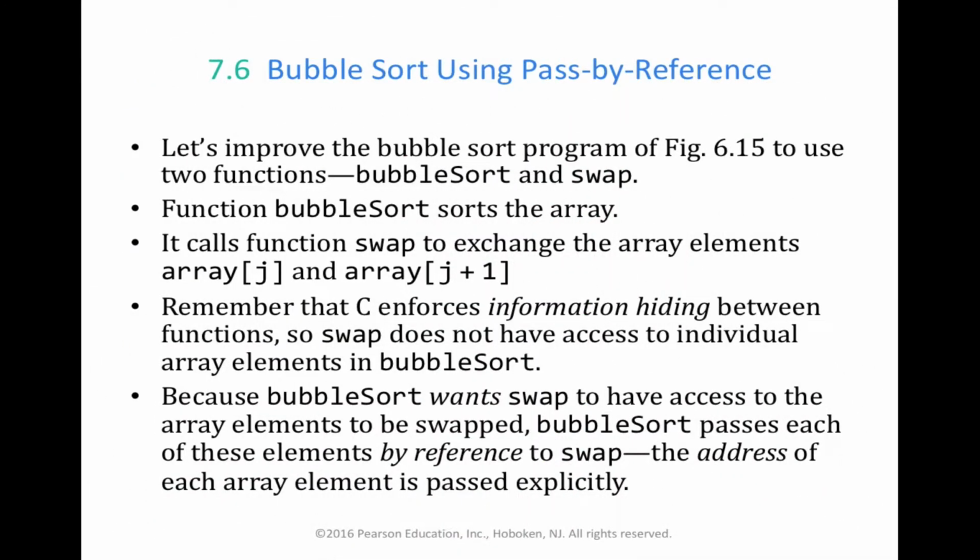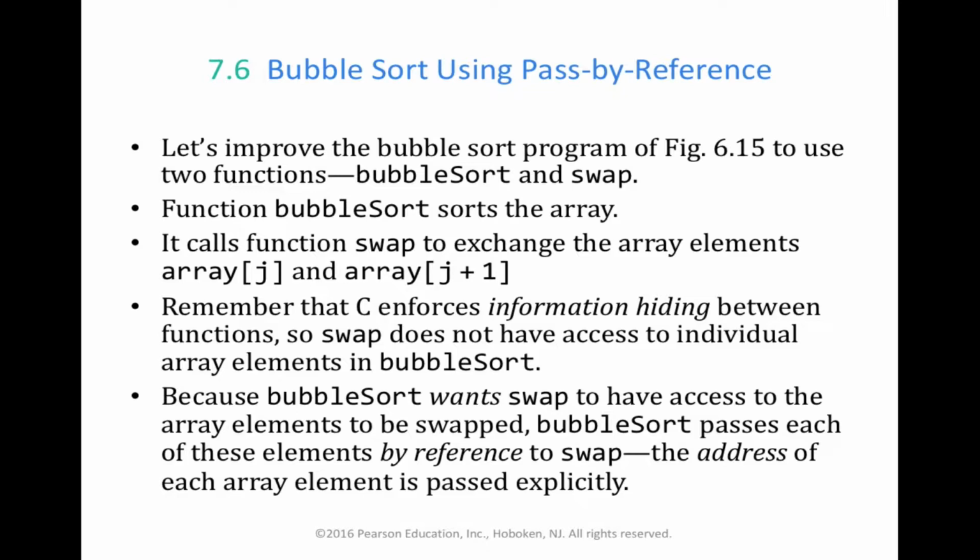Now, let's take a look at the bubble sort. We are going to alter that bubble sort to use two functions. We're going to have a function called bubbleSort, and it's also going to take advantage of a function called swap. The function bubbleSort sorts the array. The function swap is called to exchange the items of array[i] and array[i + 1].